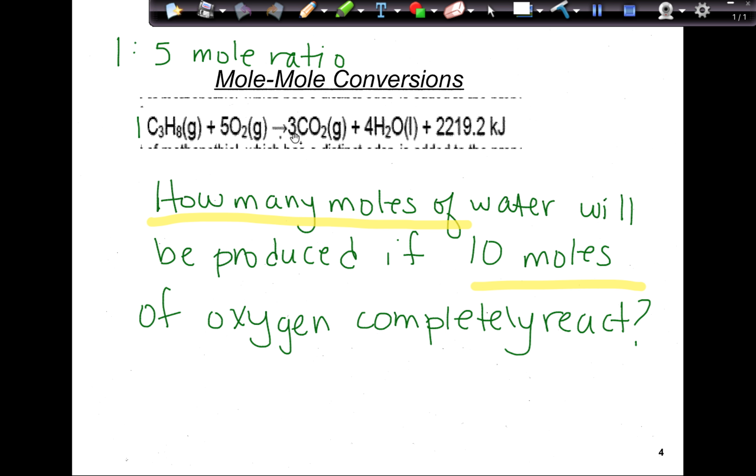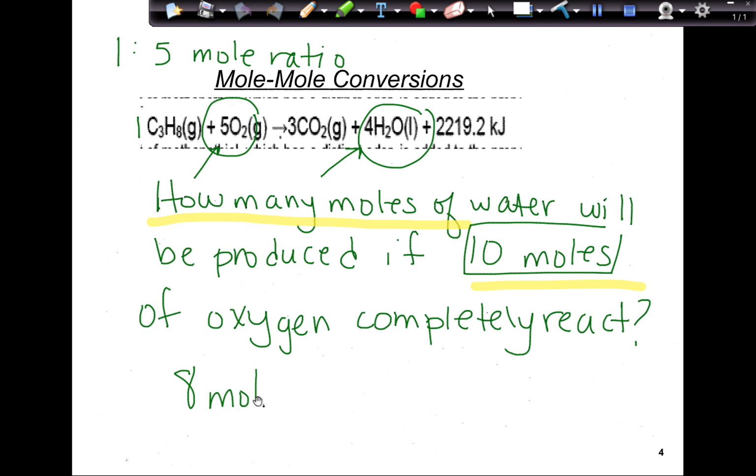And that carbon dioxide and oxygen have a 3 to 5 ratio. Water and oxygen have a 4 to 5 ratio. So you can use the coefficients as mole ratios. So if I react 10 moles of oxygen, that's twice 5. That means I'm going to get twice 4 for water produced. So 8 moles of water will be produced.